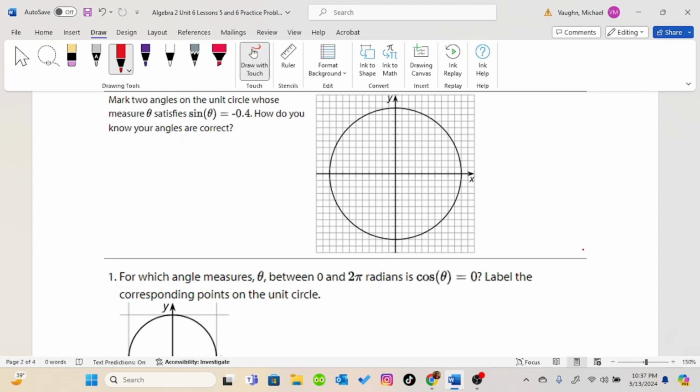Mark two angles on the unit circle whose measure theta satisfies sine of theta equals negative 0.4. How do you know your angles are correct?